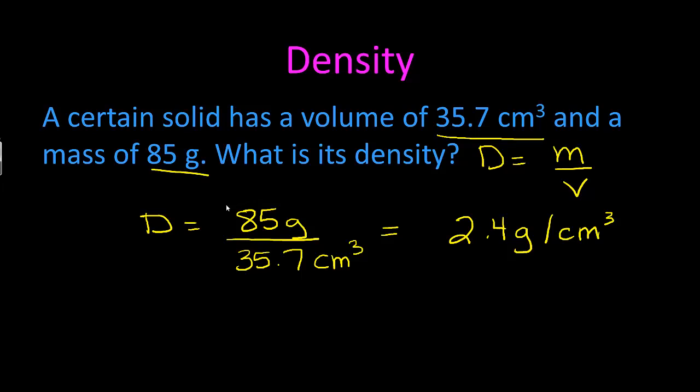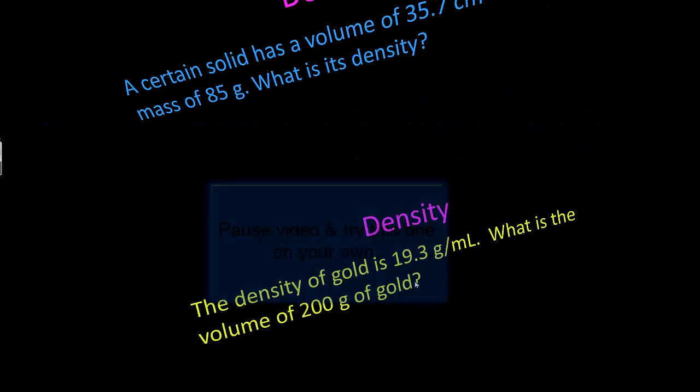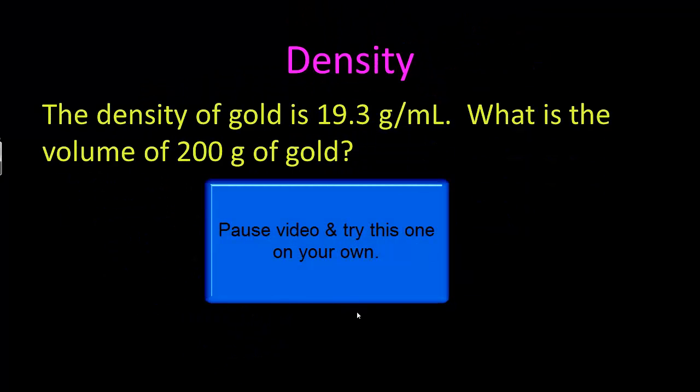Now look, 85 has 2 significant digits, 35.7 has 3 significant digits, so our answer can have the fewest number, which is 2. Now you try this one, pause the video, and then come back and check your answer.